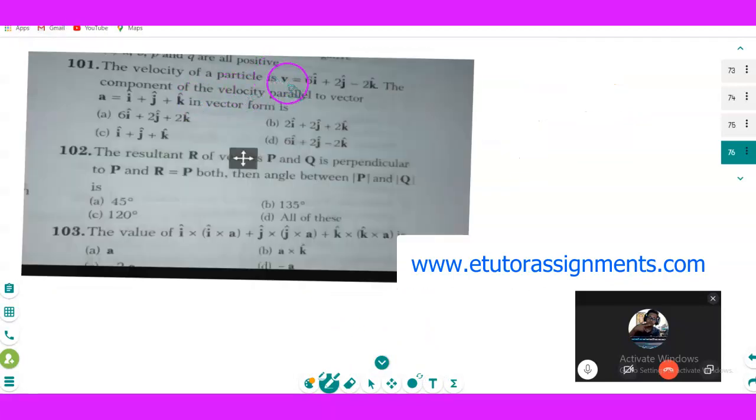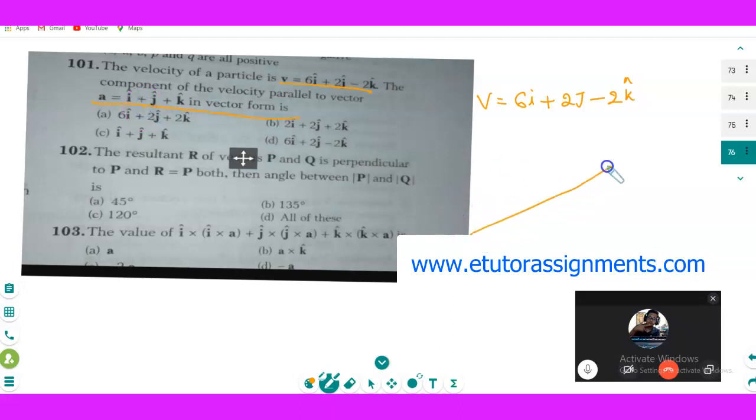Next question: V is equal to 6i cap plus 2j cap minus 2k cap. V is the velocity. We need the component of the velocity parallel to the vector A, which is i plus j plus k in vector form. You have to take the component of the velocity parallel to the vector A.